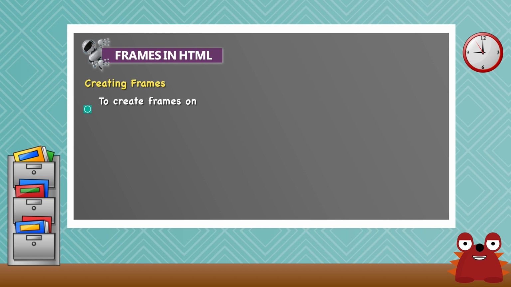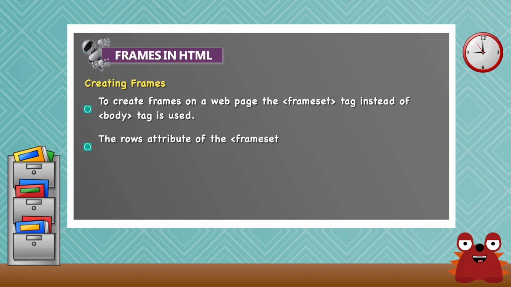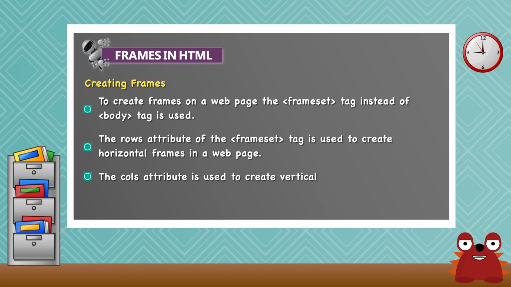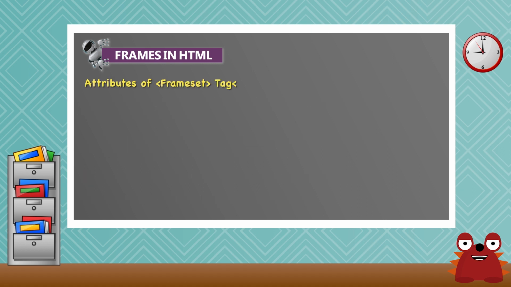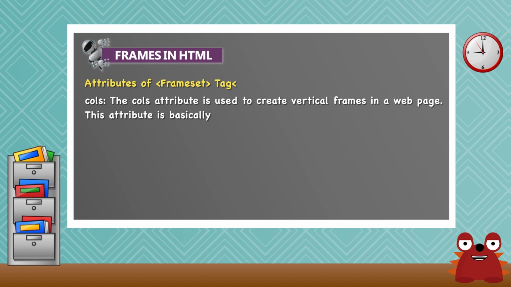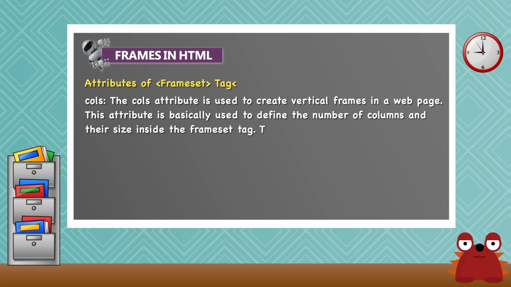To create frames on a web page, the frameset tag instead of the body tag is used. The rows attribute of the frameset tag is used to create horizontal frames in a web page. The cols attribute is used to create vertical frames, and each frame is indicated by the frame tag. Here are the attributes of frameset. The cols attribute is used to create vertical frames in a web page. This attribute is basically used to define the number of columns and their size inside the frameset tag.